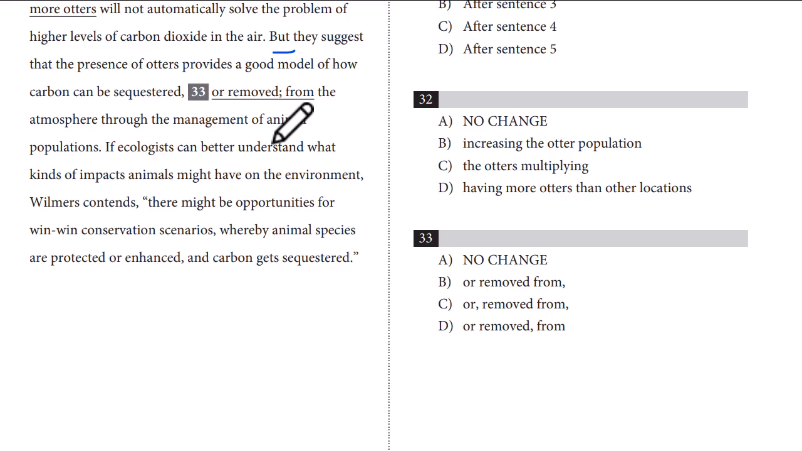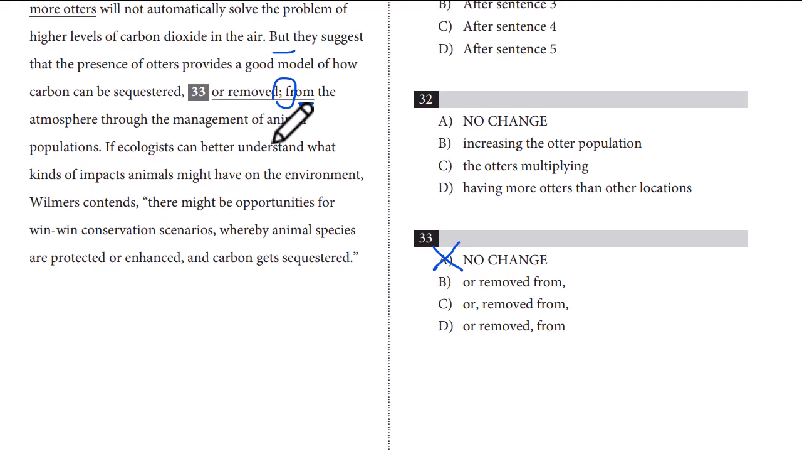33. But they suggest that the presence of otters provides a good model of how carbon can be sequestered or removed, semicolon, from the atmosphere through the management of animal populations. Well, from's a preposition, so this second part cannot stand alone. So I can't have a semicolon. It's not an independent clause afterward. That's wrong. I don't have any semicolons. Okay. So it's going to be some form of commas looking at the other answers. Carbon can be sequestered or removed from the atmosphere through the management of animal populations.